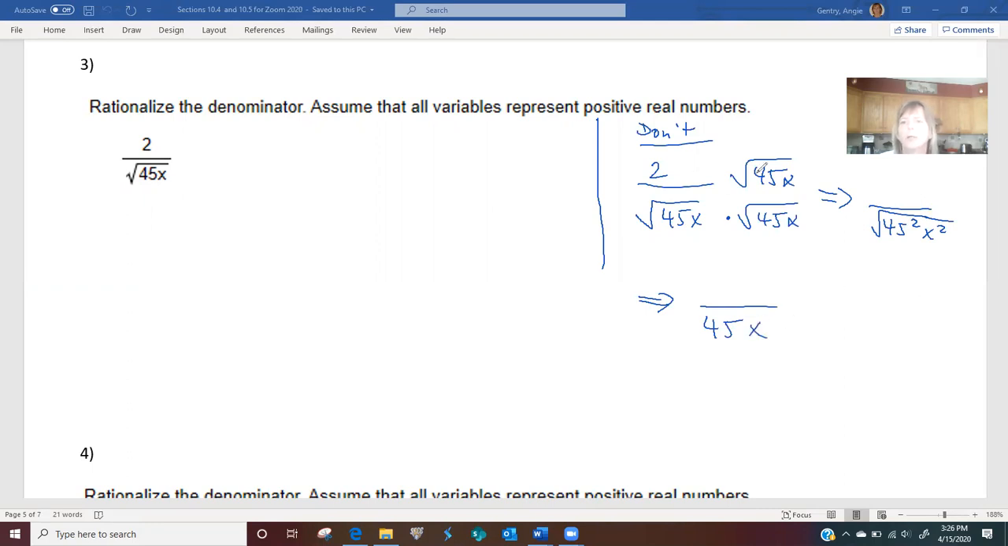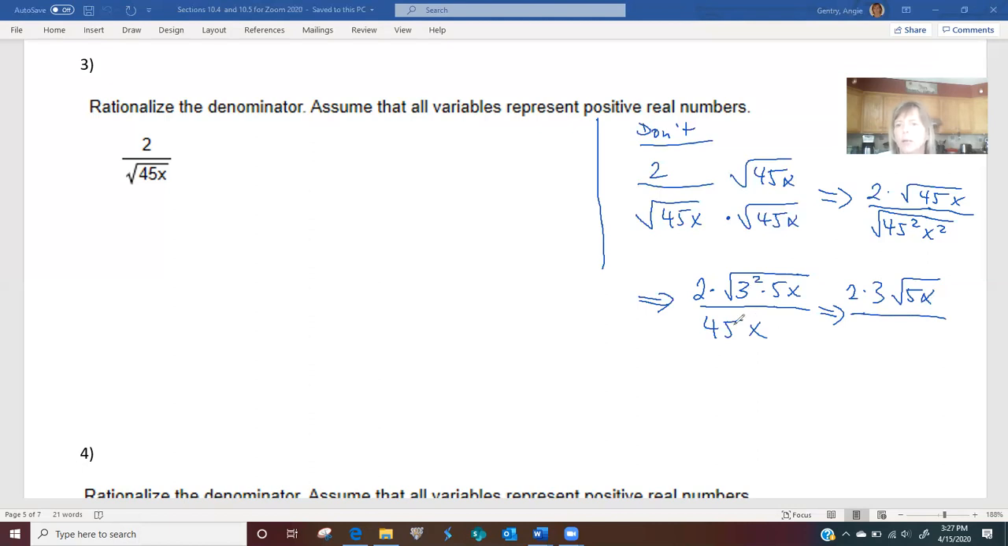And then my numerator is 2 times the square root of 45x. And then you might realize that 45 is 9 times 5. So this is going to turn into 2 times 9, which is 3 squared. This is the problem here. You'll see this in a second. 45 is 9 times 5, and then we would bring out the 3, and we would have a square root of 5x left.